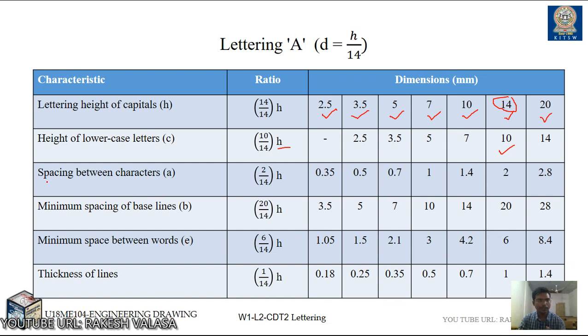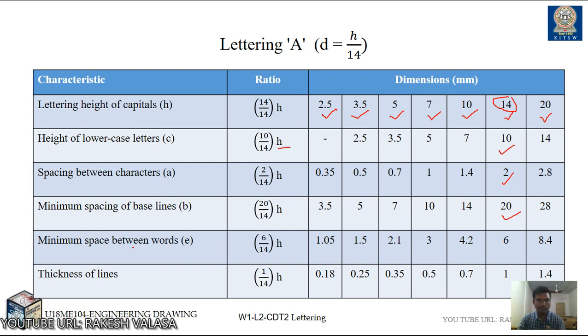The third one is spacing between characters. The ratio is 2 by 14 h. Here h equal to 14. 14, 14 get cancelled. That spacing between characters is 2. The next one is minimum spacing of base lines, that is B. 20 by 14 h. Here h is 14. 14, 14 get cancelled. The value is 20.